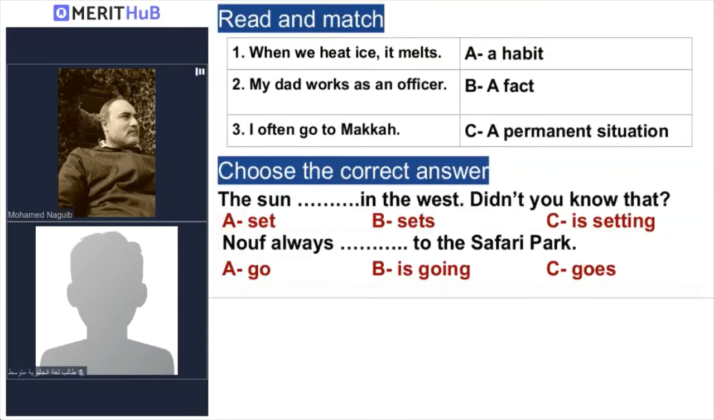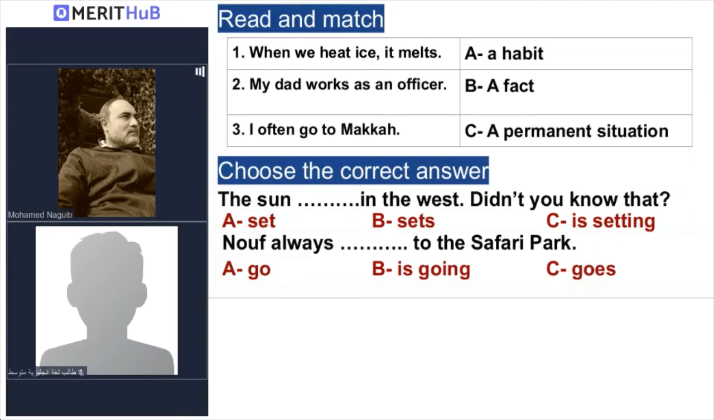Be ready? Yeah. So question number one, we need to read and match. We need to match the sentences in the box with the table. So number one is, when we eat ice, it melts. So what do you think of that?